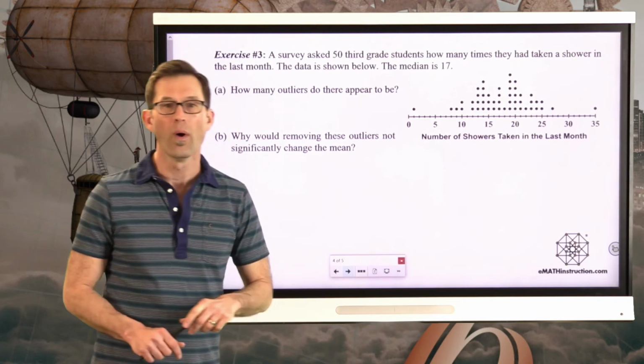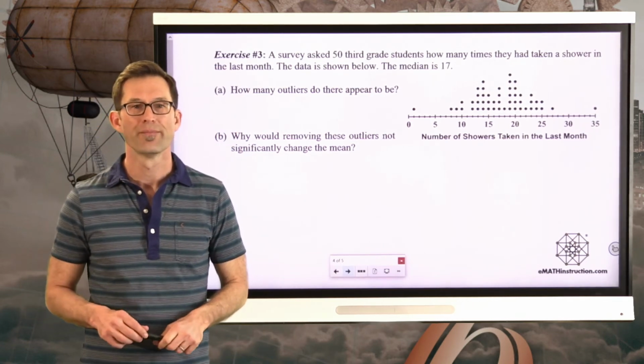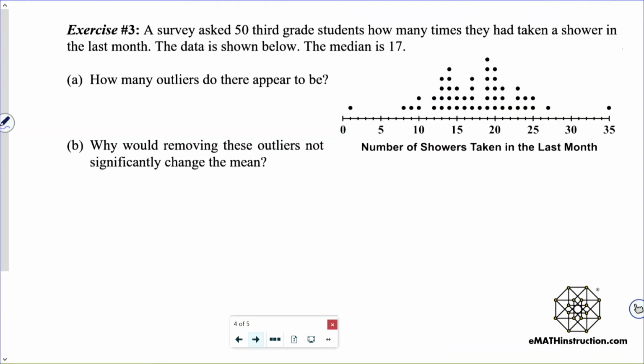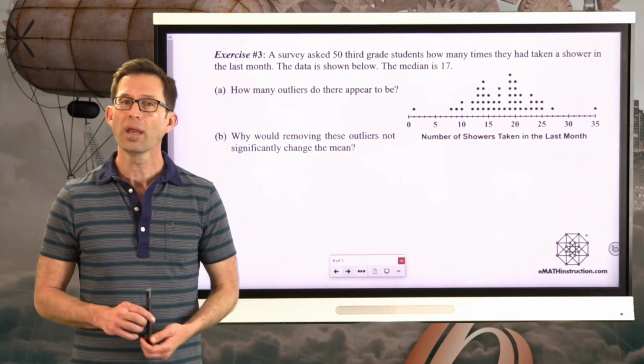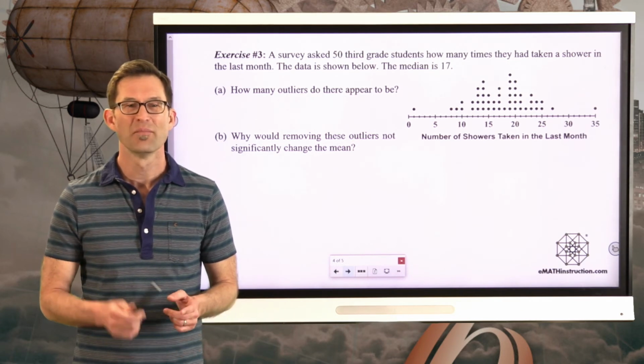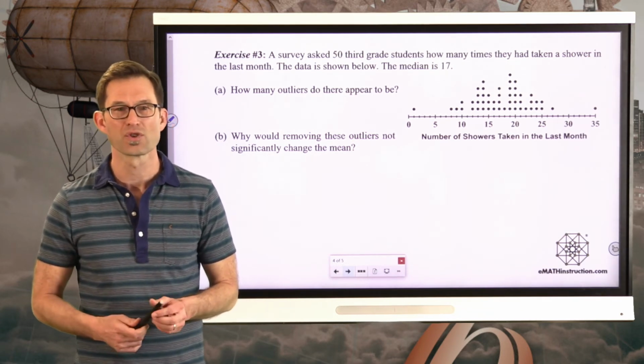All right, let's take a look at one more issue. Exercise number 3. A survey asked 50 third grade students how many times they had taken a shower in the last month. The data is shown below. The median is 17. All right, letter A. How many outliers do there appear to be? Pause the video now and see if you can answer this question.